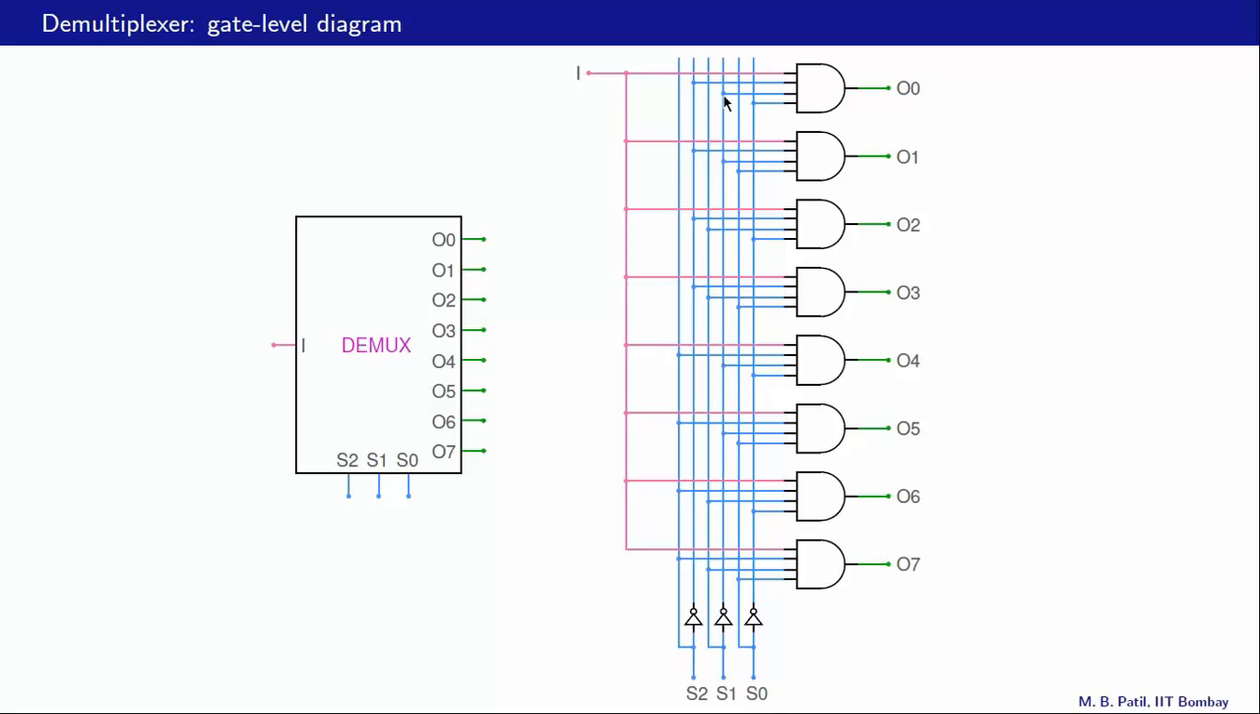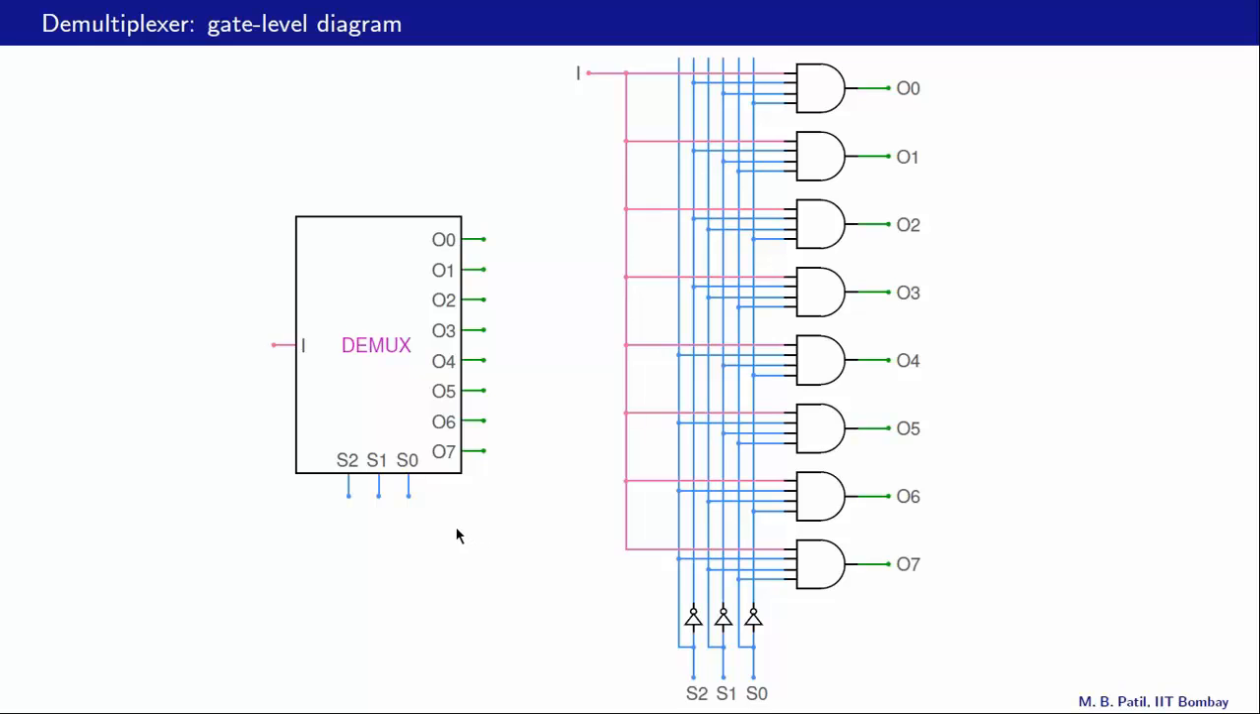One of them is this input line I, that one, and then there are 3 others, and those 3 others are derived from S2, S1, S0, the select inputs. So these other 3 inputs can be S2 or S2 bar, S1 or S1 bar, and S0 or S0 bar. Now let us take some examples and see how it works.